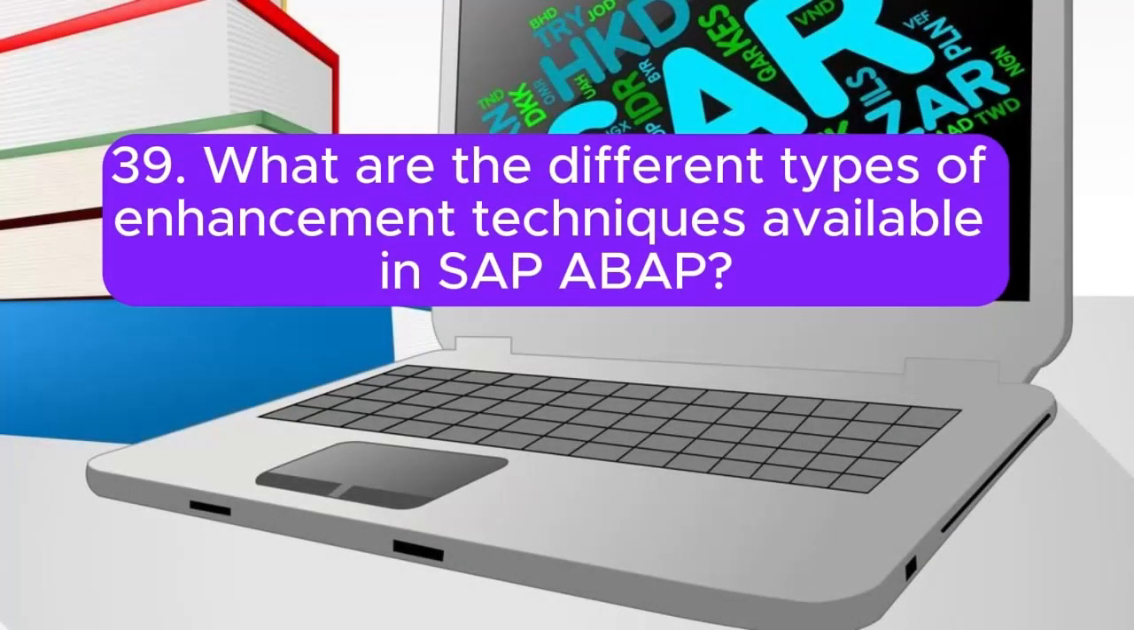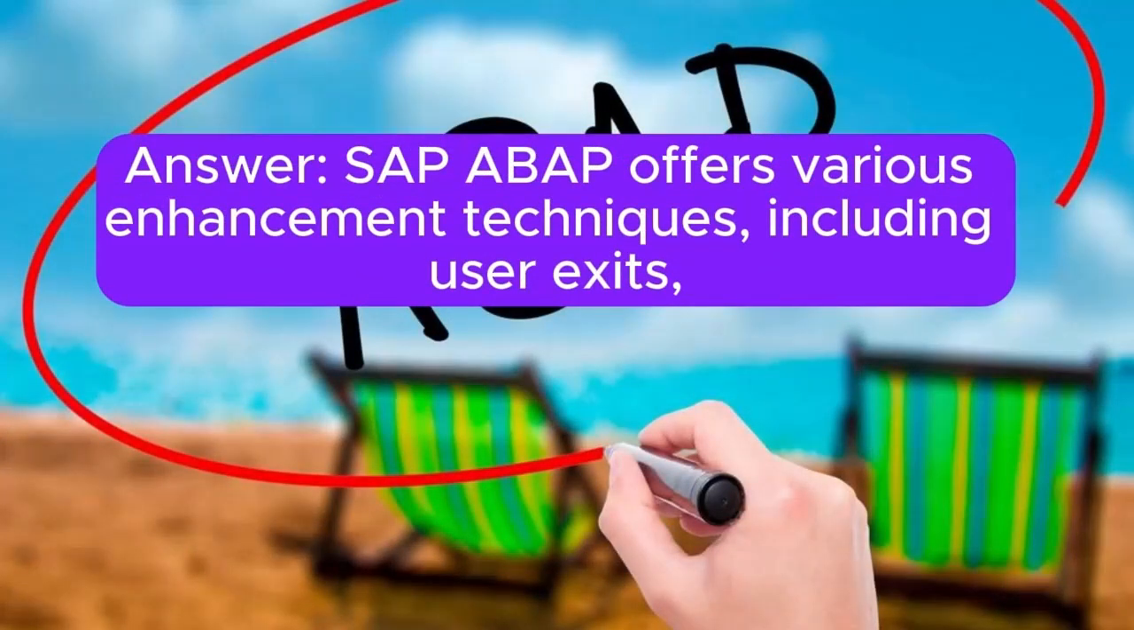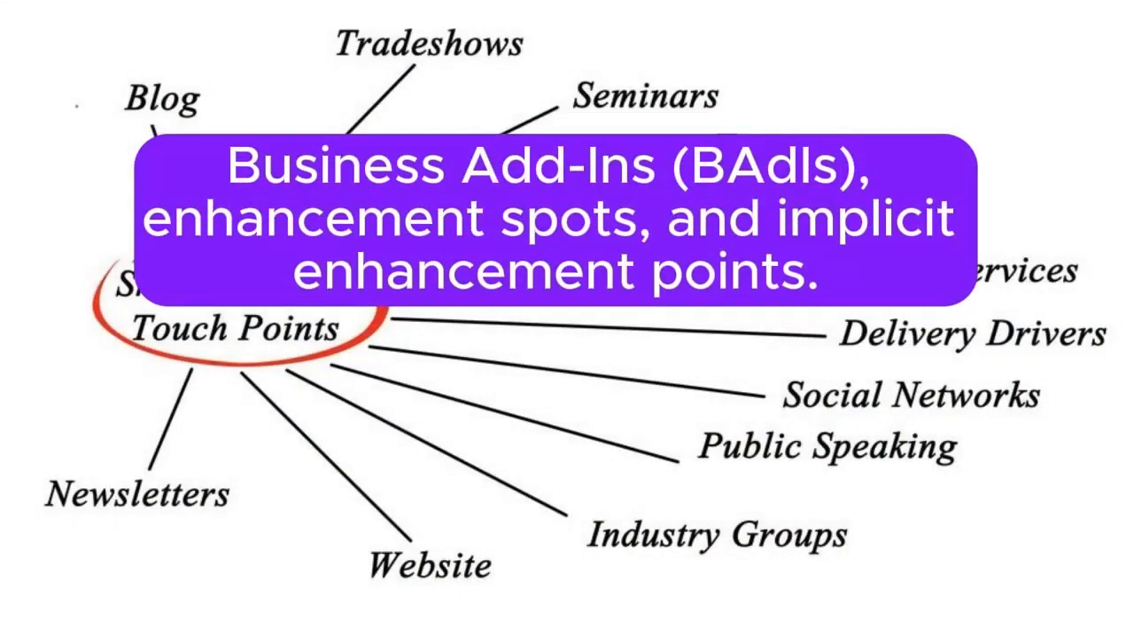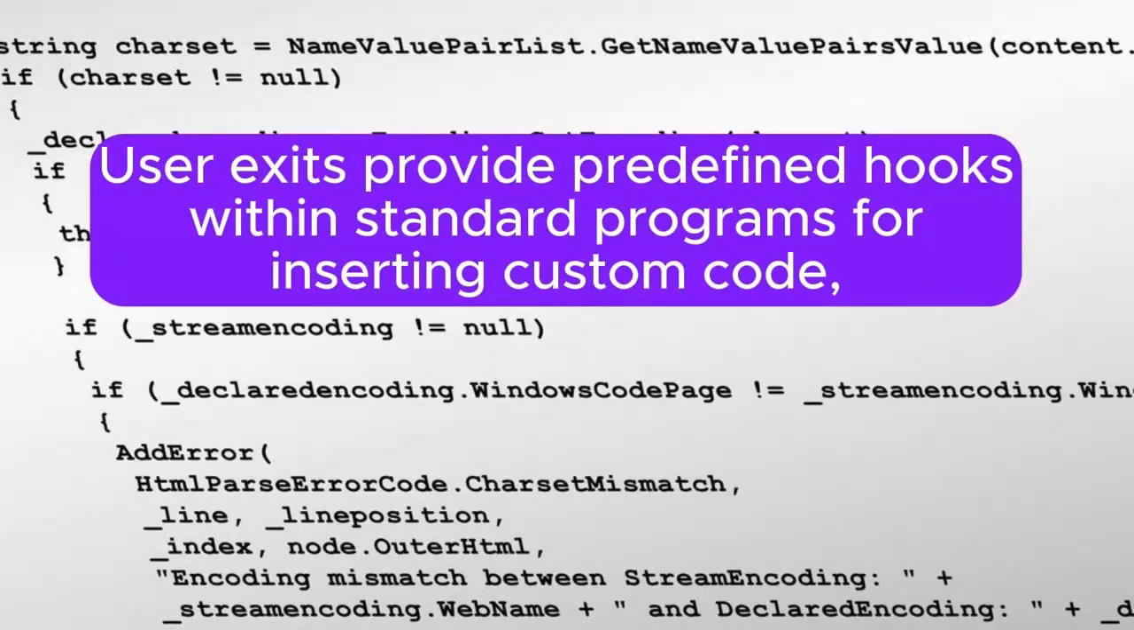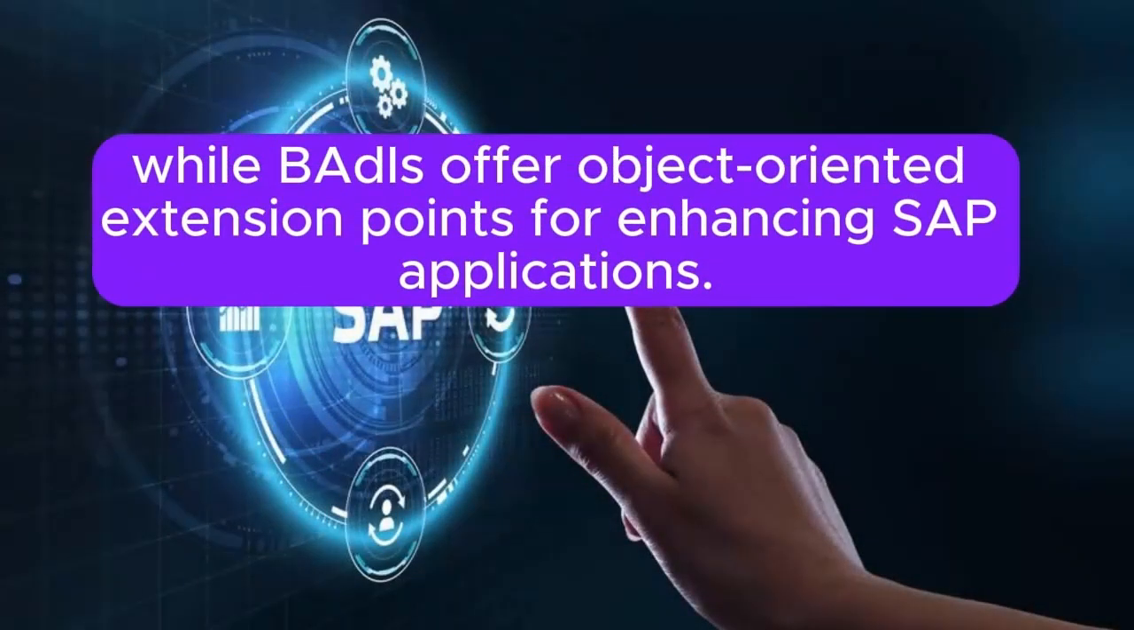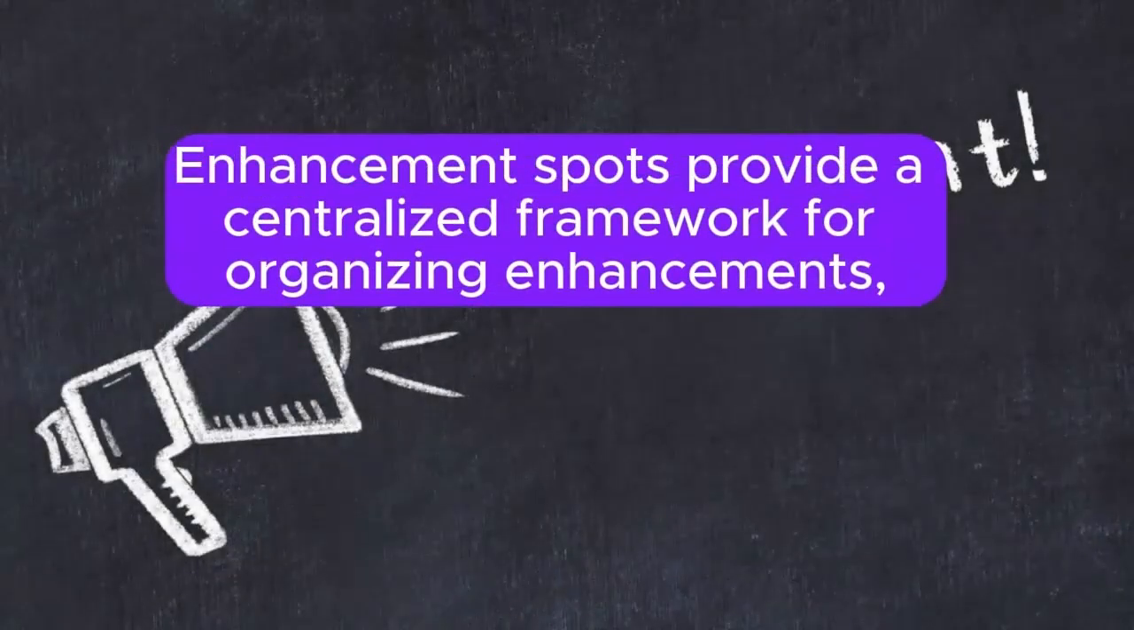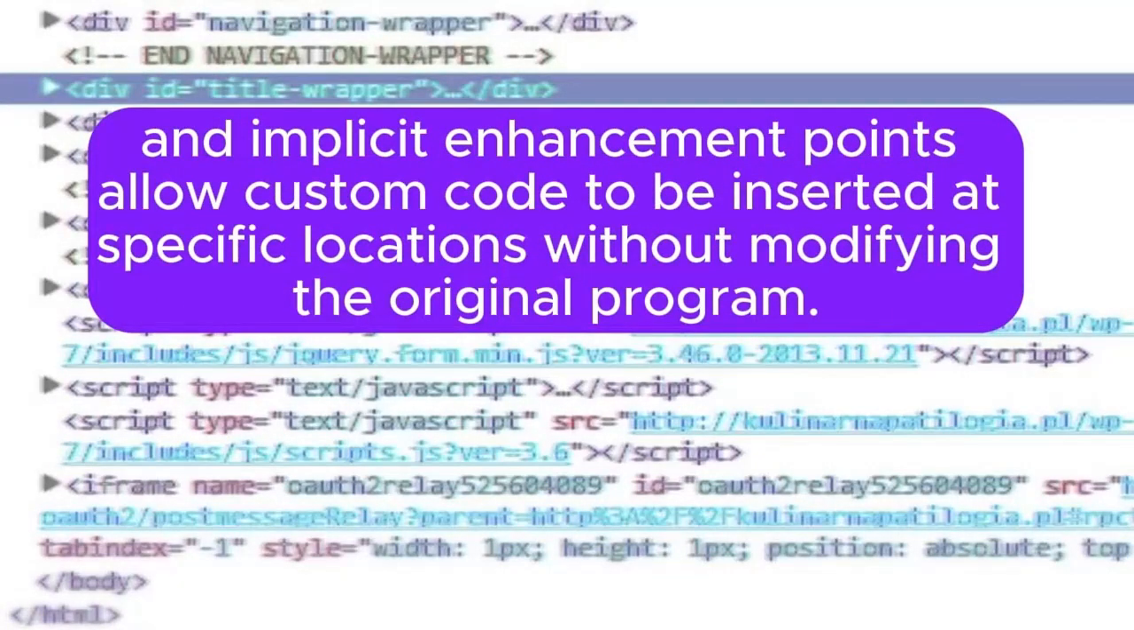39. What are the different types of enhancement techniques available in SAP ABAP? Answer: SAP ABAP offers various enhancement techniques, including user exits, Business Add-Ins (BADIs), enhancement spots, and implicit enhancement points. User exits provide predefined hooks within standard programs for inserting custom code, while BADIs offer object-oriented extension points for enhancing SAP applications. Enhancement spots provide a centralized framework for organizing enhancements, and implicit enhancement points allow custom code to be inserted at specific locations without modifying the original program.